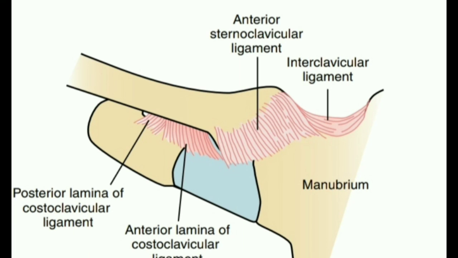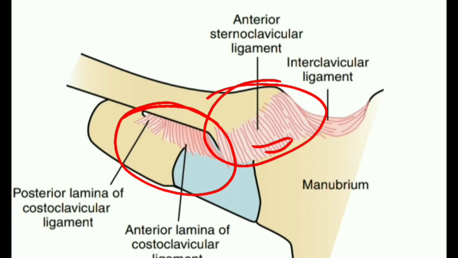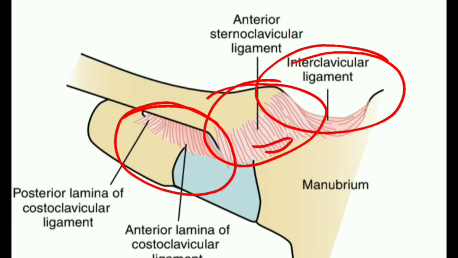Very easy to remember. The first one is the sternoclavicular ligament, which attaches the sternum and the clavicle. The second one is the costoclavicular ligament, which attaches the first costal cartilage and the clavicle. And the third one is the interclavicular ligament that attaches both the clavicles.